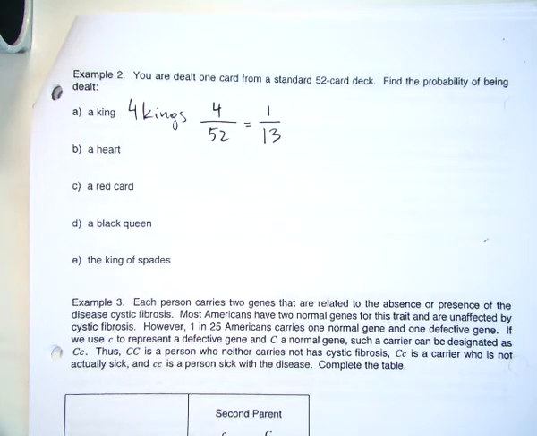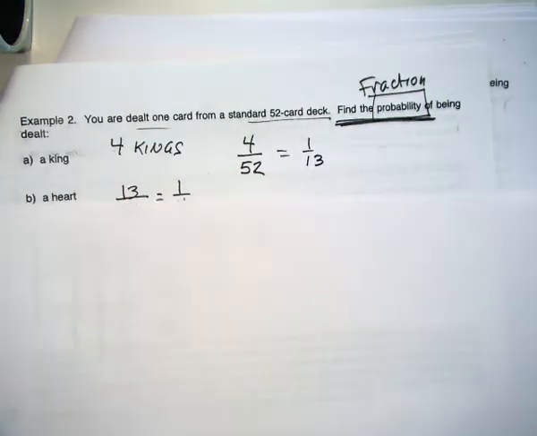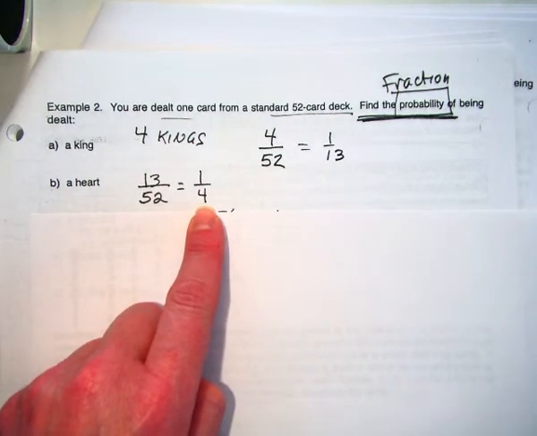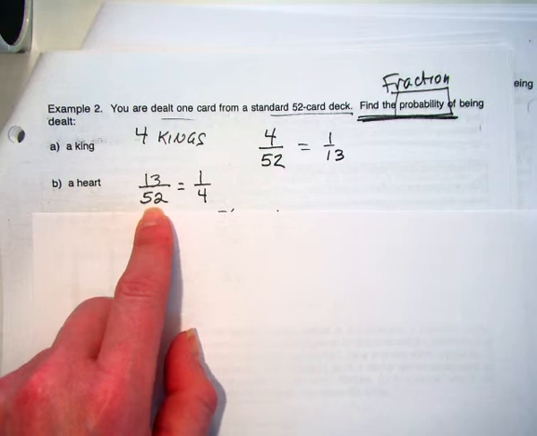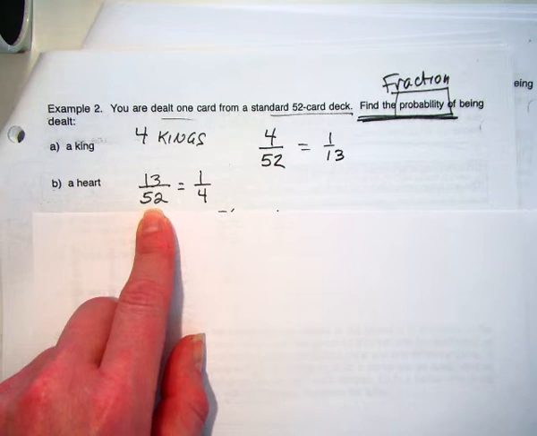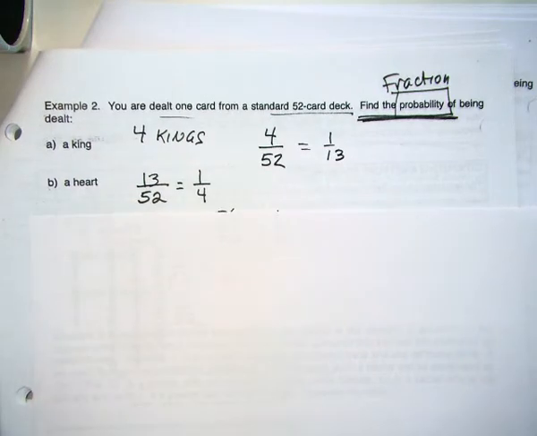All right, Jacob, did you guys figure out B? What about for the hearts? 13 out of 52. Which reduces to 1/4. Very good. How many hearts do you have? Oh, you have to include the faces too. Everything that has a heart. There's 13. Okay. Lupe, what did you guys get for the red cards?